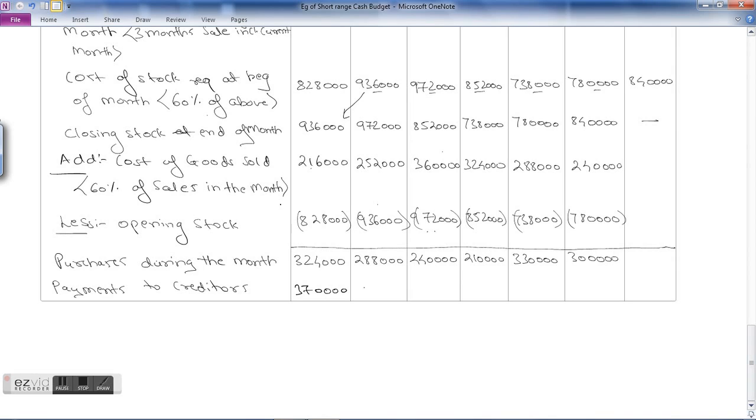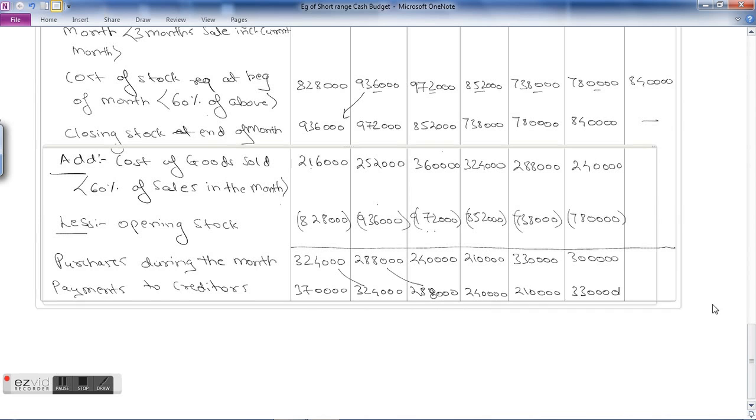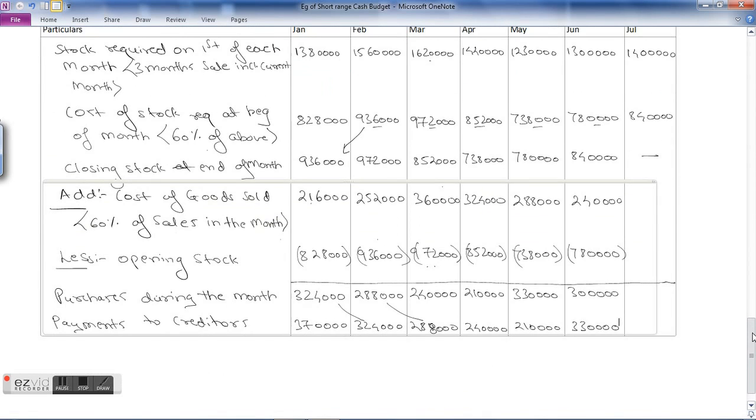In the month of Feb, how much are the purchases in the month of Jan? 3,24,000. So 3,24,000. Then in the month of March, how much is the purchases? So 2,88,000. Okay, so whatever are the purchases, we are making the payment in the subsequent month. Accordingly, 2,40,000, 2,10,000, and 3,30,000. So this is how we calculate payments to the creditors. Okay.